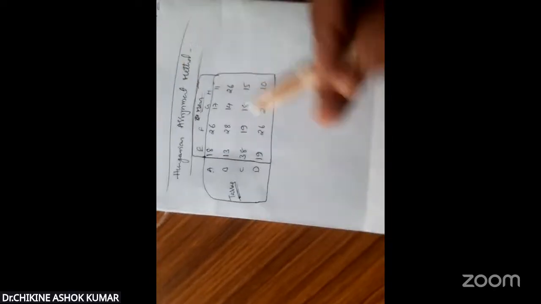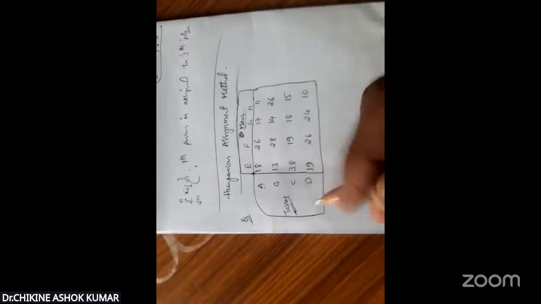I will explain these problems here. Is the paper visible? Okay, I will explain the complete problem on paper. So this is the question. First, coming to the solution.